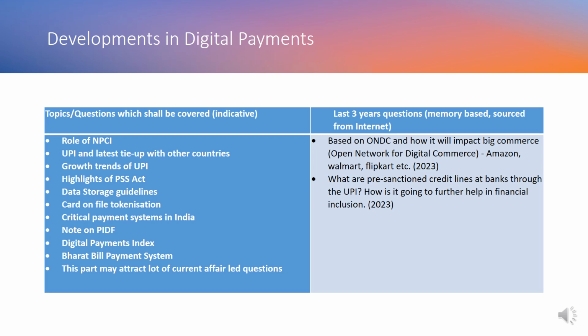the Payment and Settlement System Act, data storage guidelines, about which there was a lot of debate going on, local data storage, card on file tokenization, another security area, critical payment systems like RTGS and EFT, Payment Infrastructure Development Fund, Digital Payment Index, Bharat Bill Payment System. This area is again heavily influenced by current affairs.